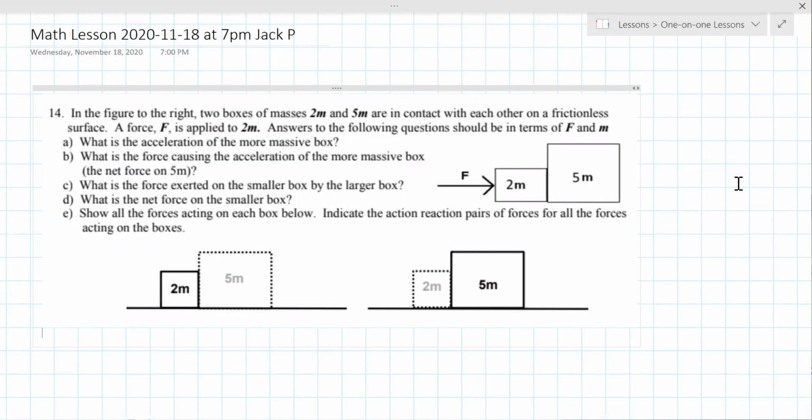What is the force exerted on the smaller box by the larger box? What is the net force on the smaller box?